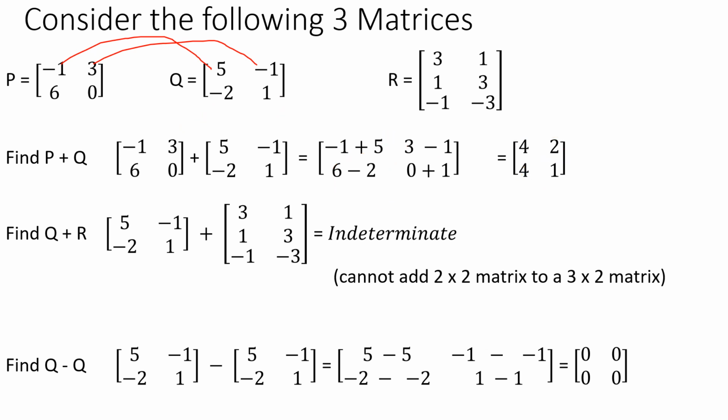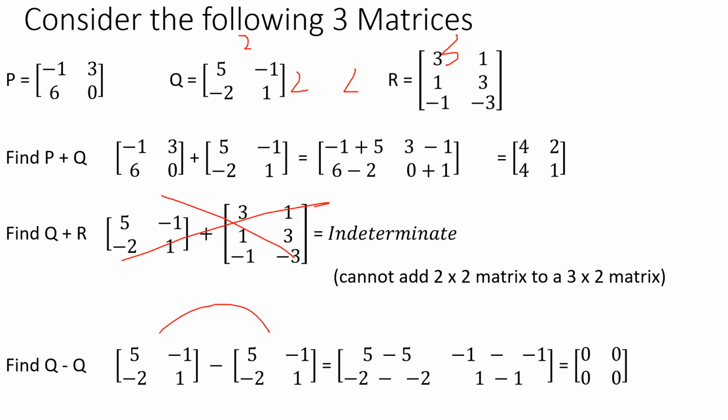Let's find Q plus R. Oh, we can't, can we? Why? Because Q is a 2 by 2, and R is a 2 by 3. So I can't do that one. It's indeterminate. And Q minus Q, this is an important rule as well. This is a rule of 0. If I subtract the same matrix from itself, I will get 0 in all rows and columns.